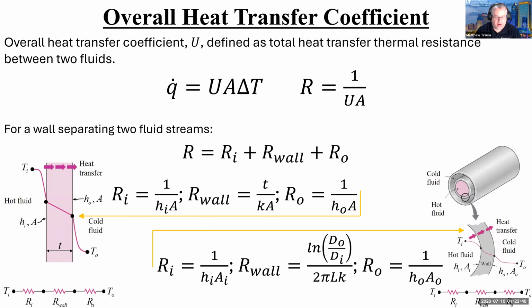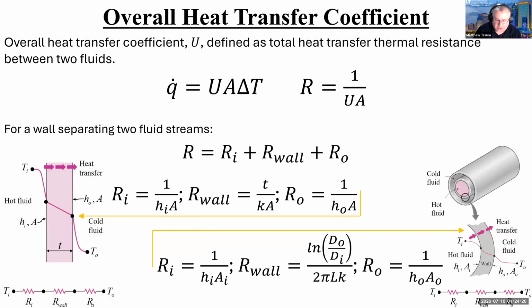And then we have R_O for outer, which is here. And we're going to have 1 over H_O A. H_O is a convective heat transfer coefficient, and A is that same cross-sectional area that we keep encountering over and over again, because this is basically a slab, right? Euclidean geometry. Okay, you can also write the equivalent resistance that'll end up becoming U for cylindrical geometry, right?